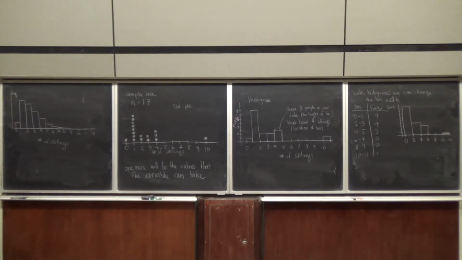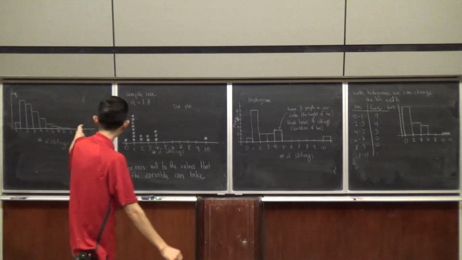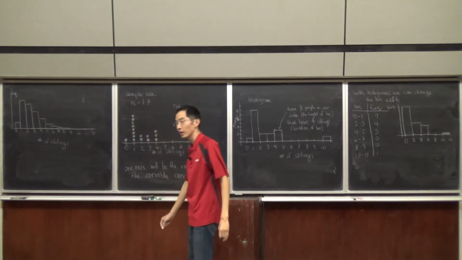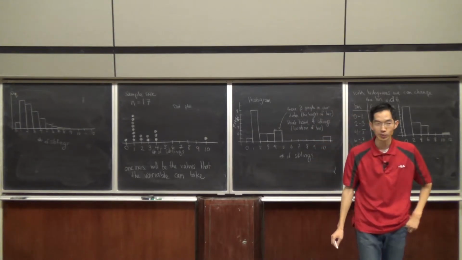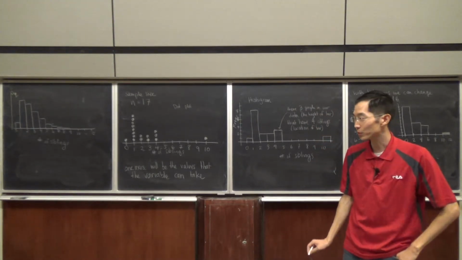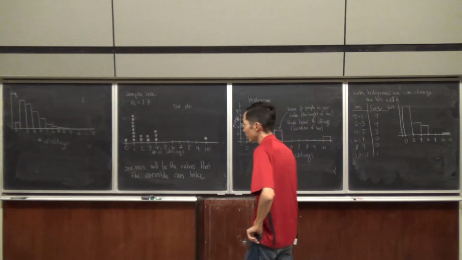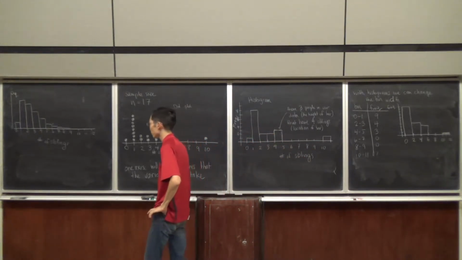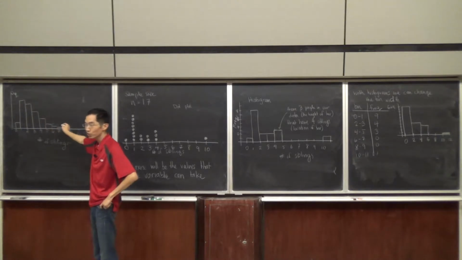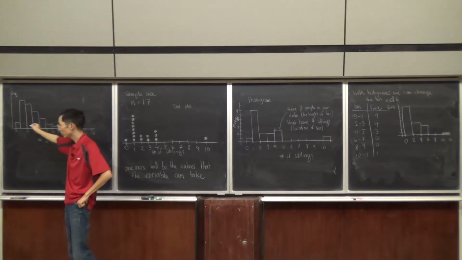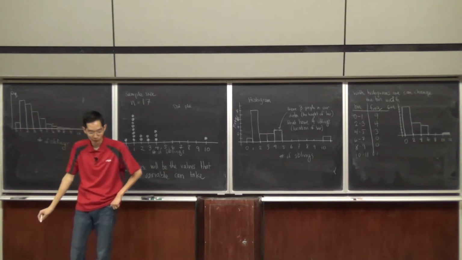So perhaps if I ask many more people how many siblings they have, it might look something like that, where one sibling is probably going to be far and away the most common number of siblings, but we will have a good amount of people with 2 or 3. But as the number of siblings increases, we will probably see fewer and fewer people. Okay? And we'll also see some people with 0 siblings.